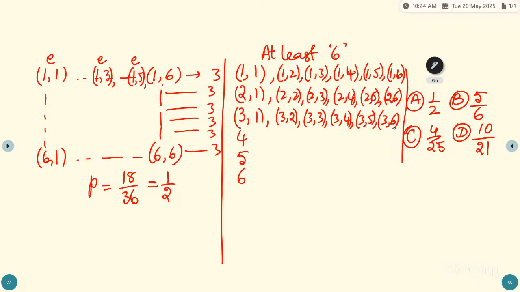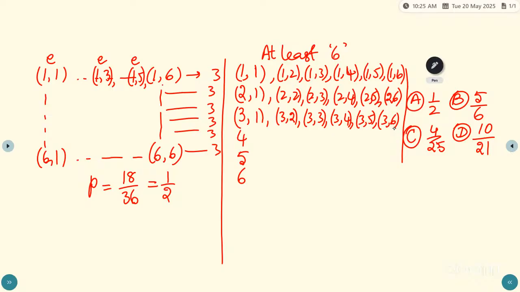You have tossed the dice once. You may get either 1, 2, 3, 4, 5, 6. So 4, 5, 6 are also included in the exhaustive events. You can't say no.